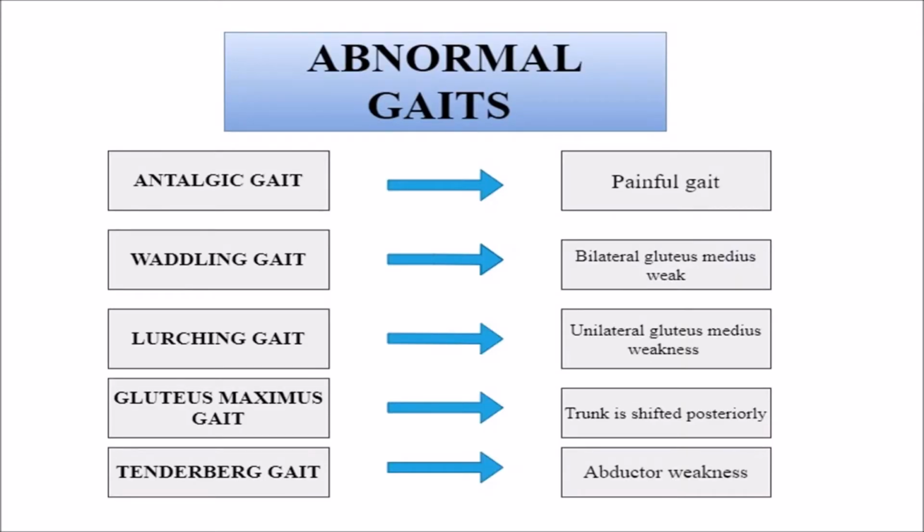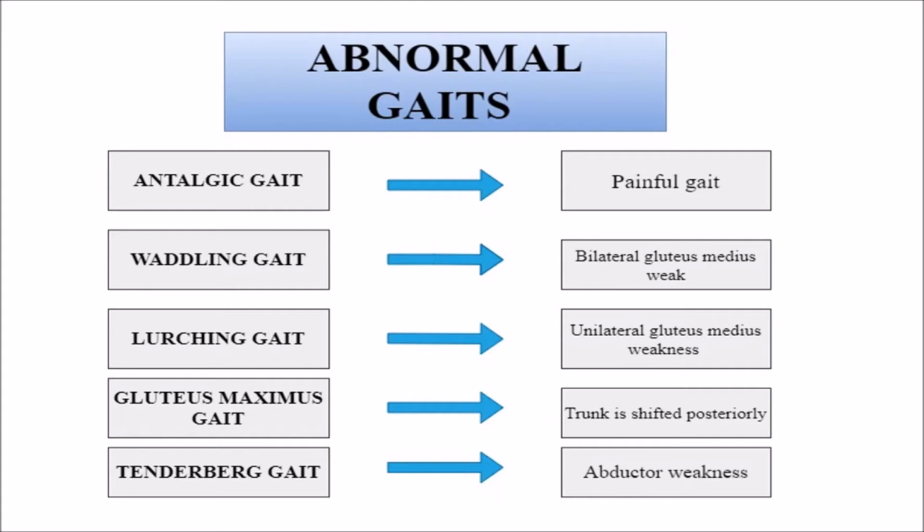Next are the abnormal gaits. There are different types of abnormal gaits. Some of them are, first, the antalgic gait. The antalgic gait is also known as the painful gait. What happens in the antalgic gait is that the patient adopts some type of limping gait, compensating for the pain. For example, if the patient has right side pain, the patient will avoid weight bearing on that side and will compensate the gait. This is the antalgic gait, which is the painful gait.